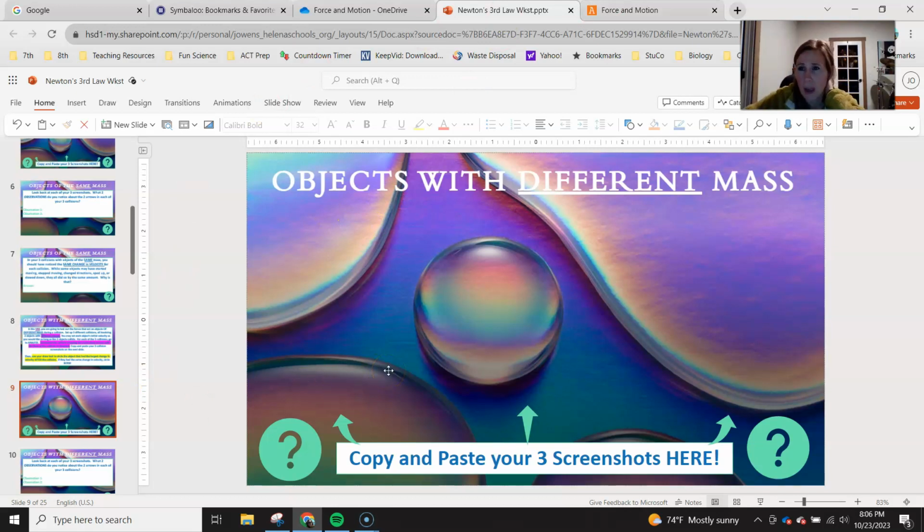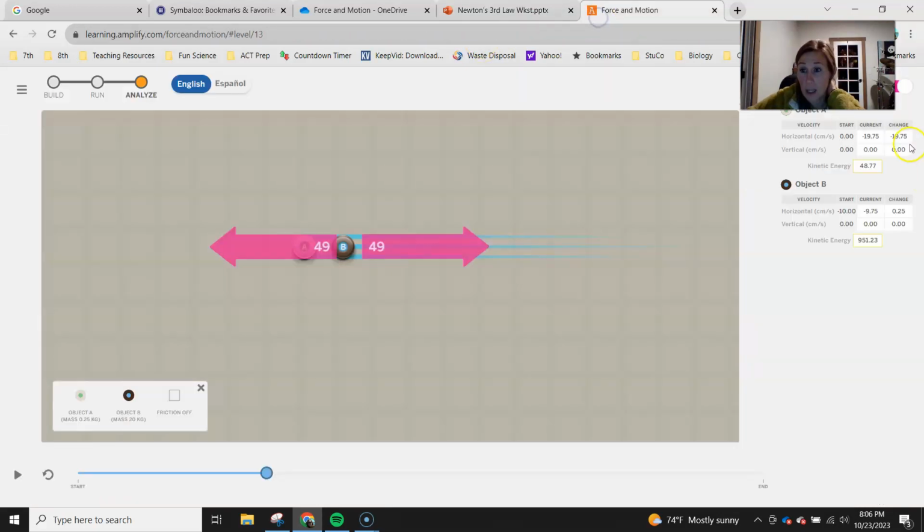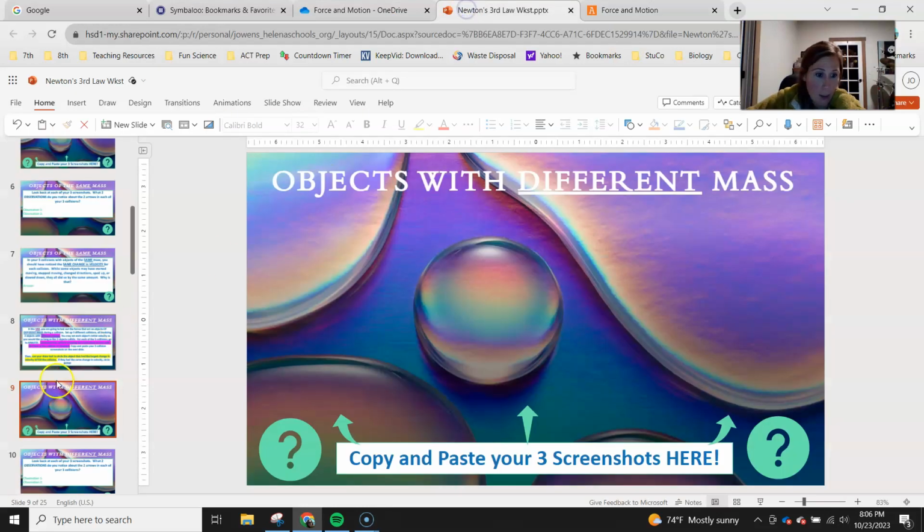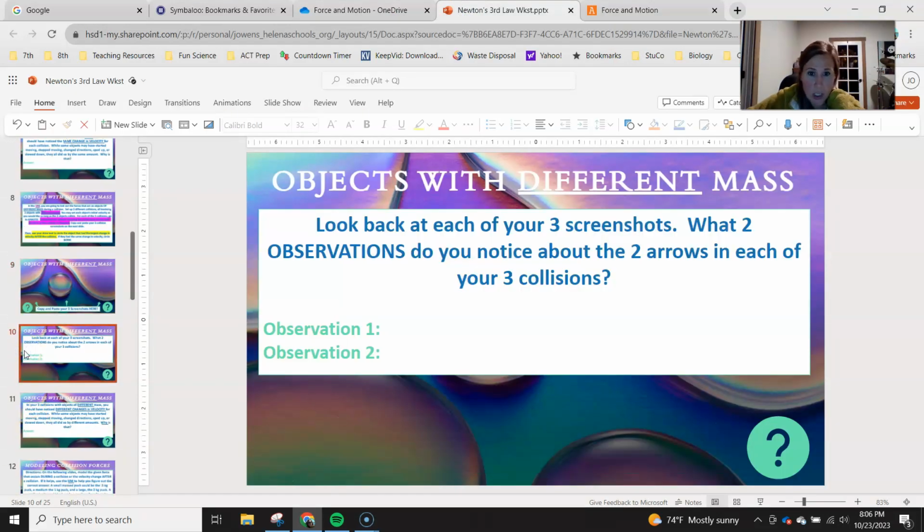So if you guys didn't circle on the last activity with the same mass, make sure you guys do so. Remember, if it has the same change of velocity, circle both. Okay, so on each of your 3 screenshots here, you guys should circle the one that had the biggest change of velocity. Again, look at your analyze to see that change in velocity. Okay, and then you're going to answer the same 2 questions.